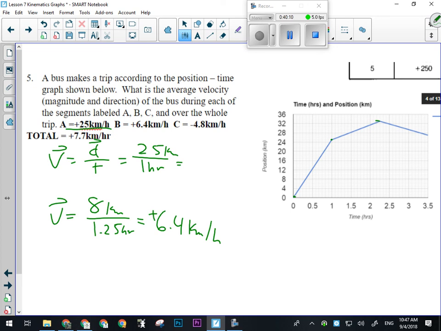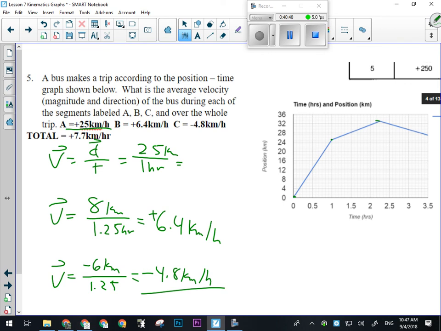And then over the last bit, I go from a position of 33 kilometers to a position of 27 kilometers. So for that last part, my change is negative 6 kilometers now, because I went from positive 33 to positive 27. And that takes from 2.25 to 3.5 hours, so it's another hour and a quarter. So that should give us negative 4.8 kilometers per hour. Questions on that one?